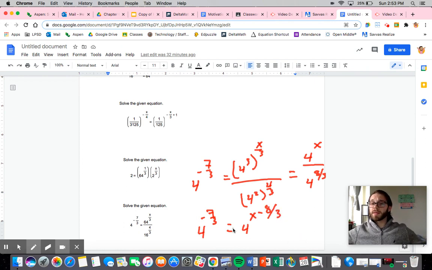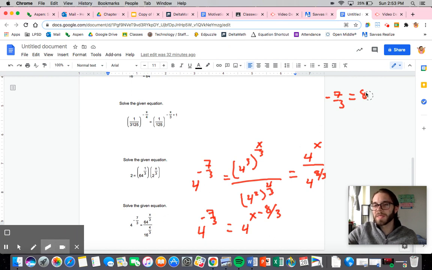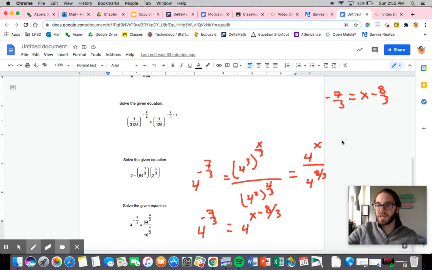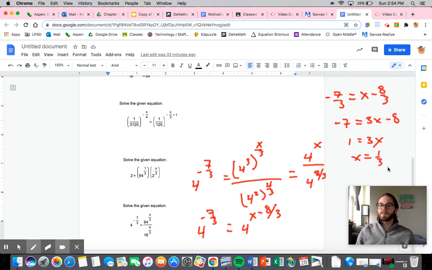Now, same thing. Set them equal to each other. I've run out of room again. Negative 7 thirds equals x minus 8 thirds. I'm going to multiply everything by 3, just get it out of the way. Negative 7 equals 3x minus 8. 1 equals 3x. X equals 1 third. Okay. And there you have it.